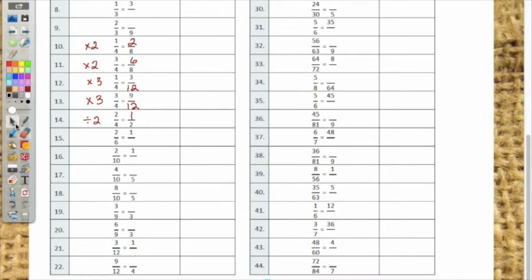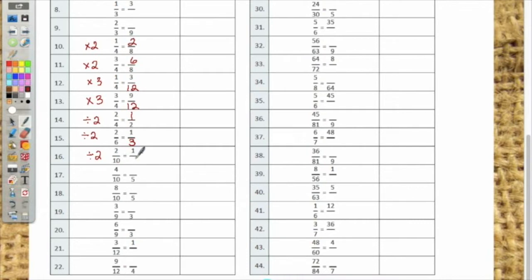So take a look at 15. I know it's division also because my 2 is larger than the 1. So 2 divided by something equals 1. What is it? 2 divided by 2 equals 1. So 6 divided by 2 equals 3. 2 divided by something equals 1. What is it? 2.